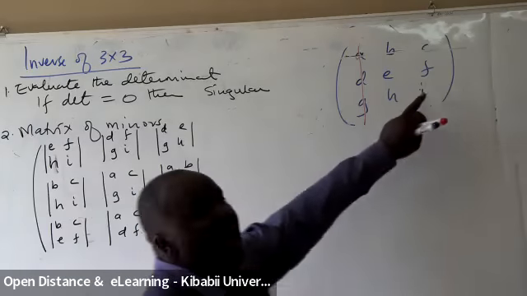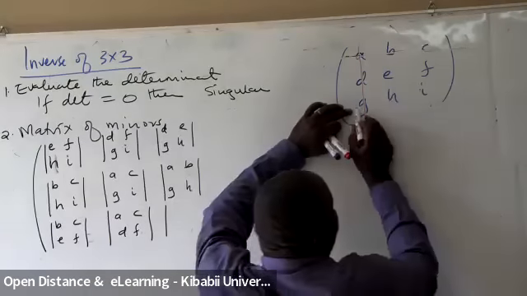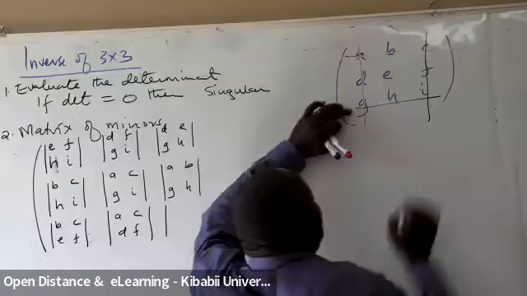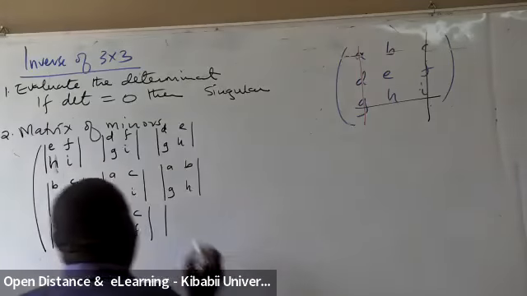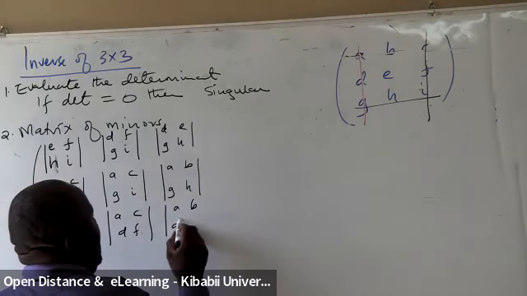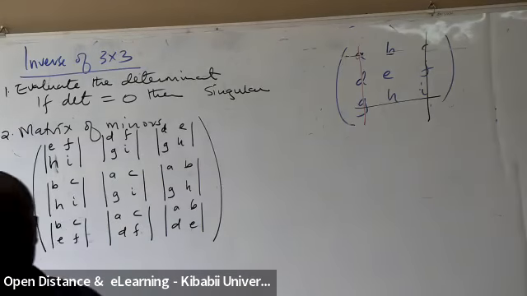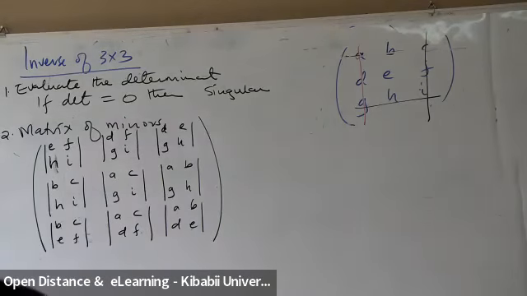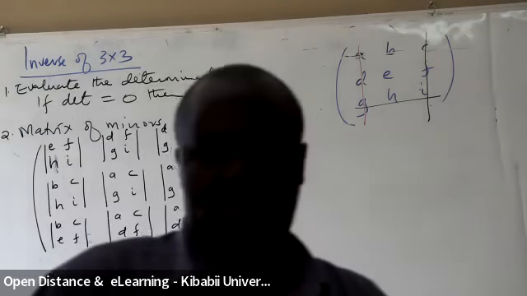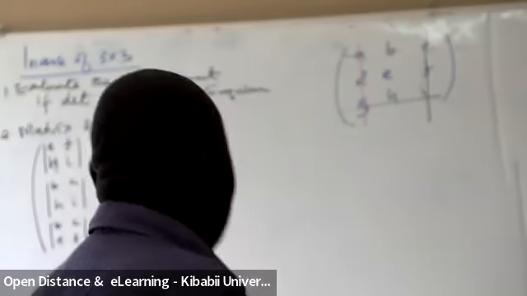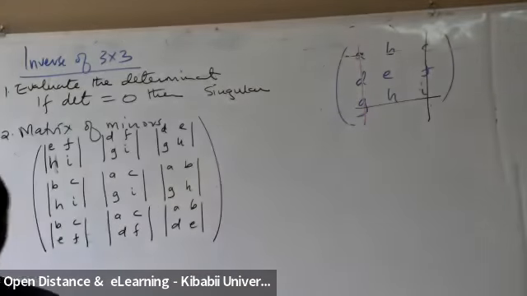Then finally, row 3, column 3, and that gives me AB, DE. This is what we refer to as the matrix of minors.